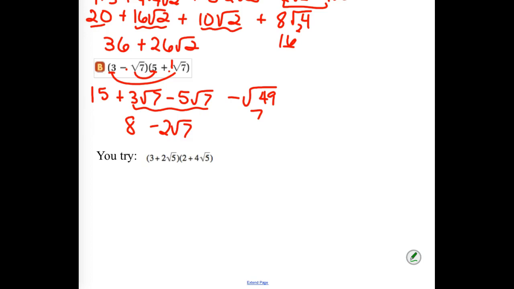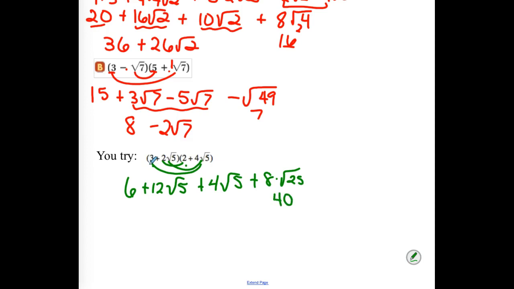All right, looks like most of you've got this one. The 2 times 3 would be 6. Outsides would give us a 12 root 5. Insides, we should have 4 root 5. And last, if we take the 2 times 4, we get 8. We have a root 5 times a root 5, which is the square root of 25, which is 5. 8 times 5 would be 40. Combining like terms now, the 40 and the 6 can be put together and our root 5 pieces. We have 12 plus 4, we'd have 16 root 5.